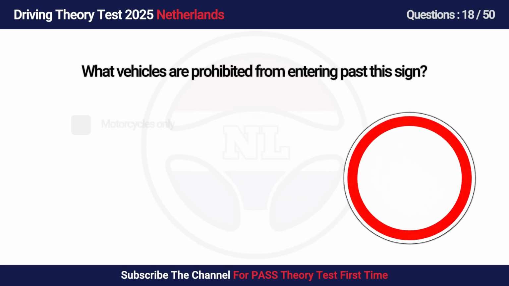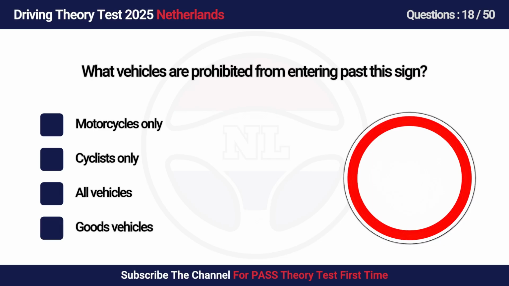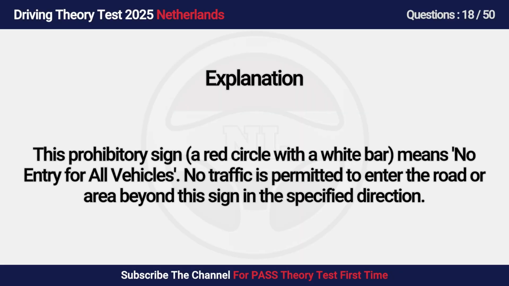Question 18. What vehicles are prohibited from entering past this sign? A. Motorcycles only. B. Cyclists only. C. All vehicles. D. Goods vehicles. Answer is C, all vehicles. This prohibitory sign, a red circle with a white bar, means no entry for all vehicles. No traffic is permitted to enter the road or area beyond this sign in the direction.